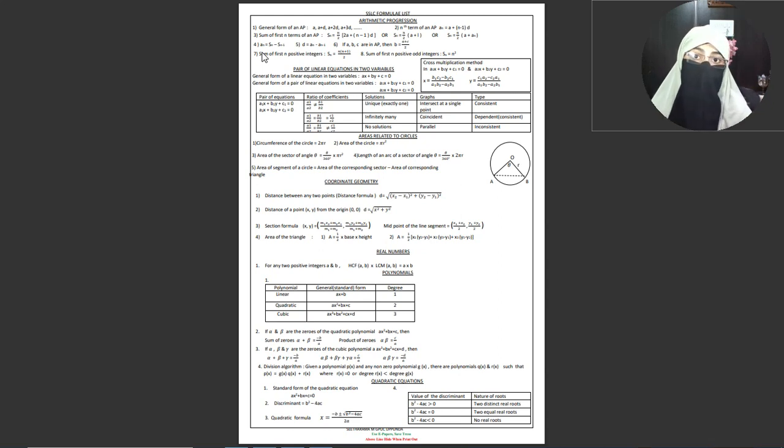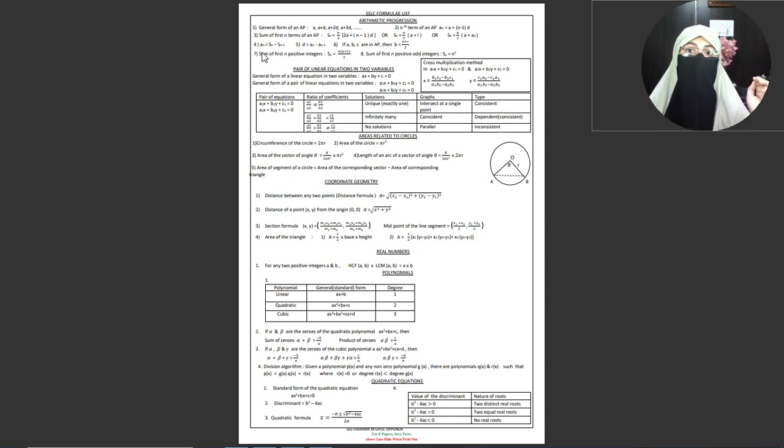Then if you want to find the first 3 terms of an AP, that is arithmetic progression, you can use b equals a plus c by 2, if you know the first and the last term and want to find the middle term. These are the important formulae of arithmetic progression.